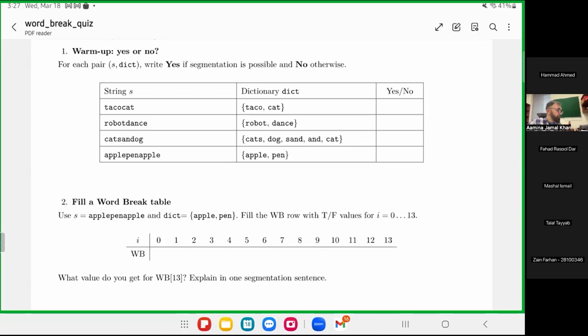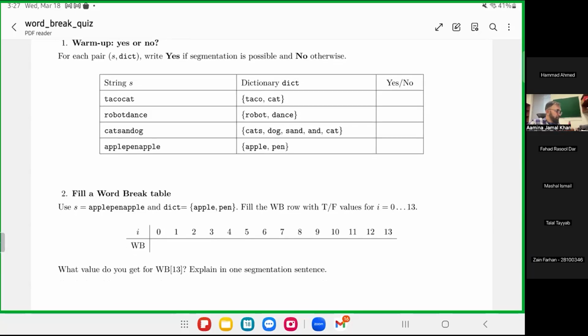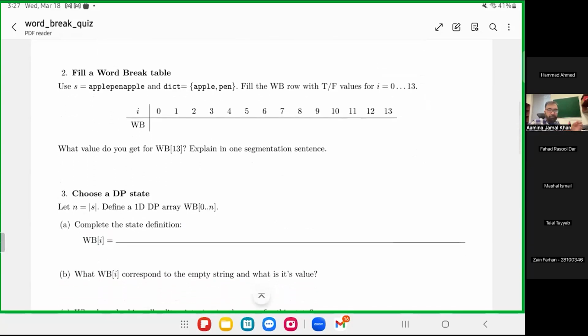Okay, so question 2 is still on the display while I move to question 3. I kind of gave you the answer for question 3 part A. Just fill it up. Complete the state definition: what is WB of i? I just told you a minute ago what WB of i represents. It represents true when, and it represents false when. That's the answer.